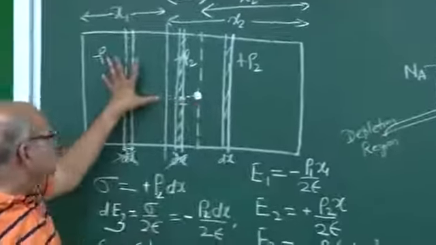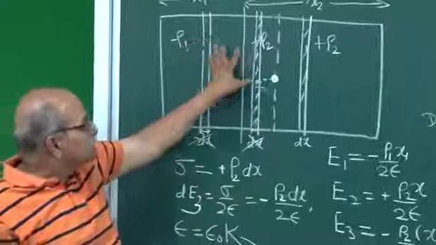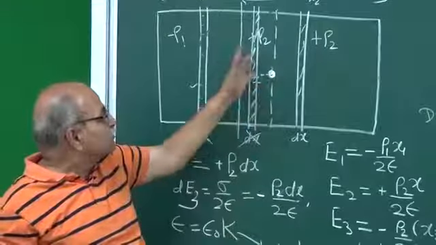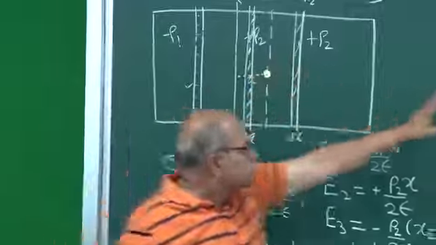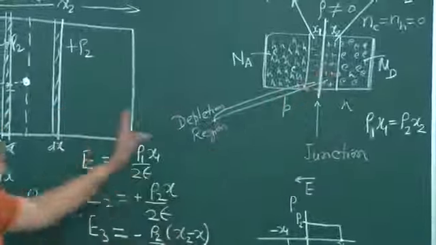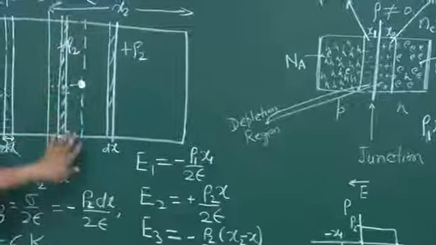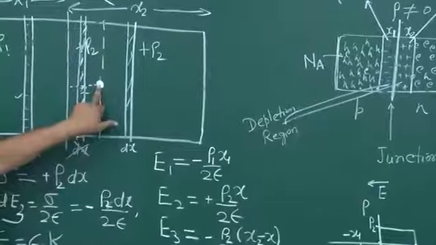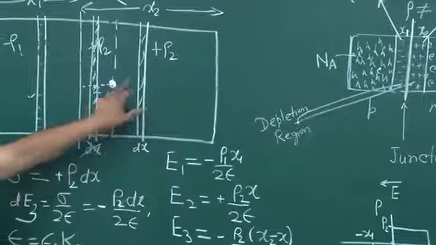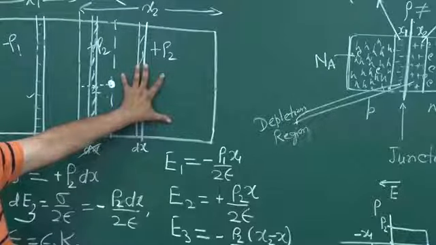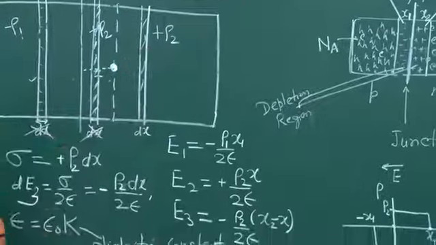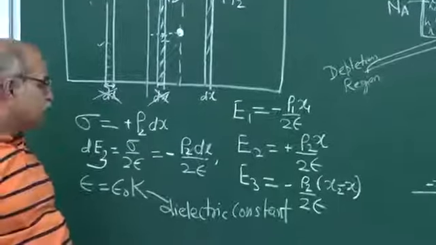Because of this, on the other side E2 is from that other side of the depletion region, but only from the part which is left of this point where I am calculating the electric field, and E3 is the electric field due to the rest of the system. So this is the thing. Now you calculate what is the total.